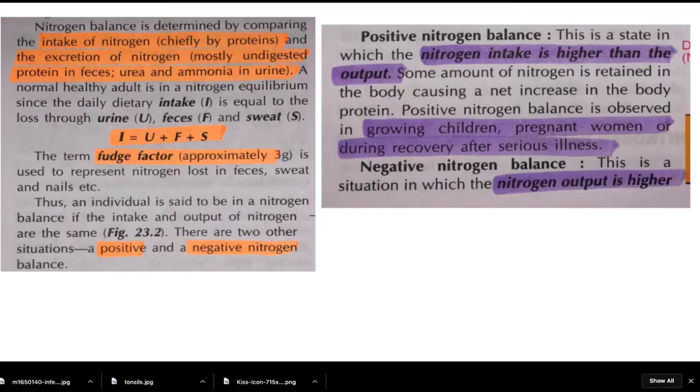I hope you're very clear. So what is nitrogen balance? A balance between intake and exit. Positive means the body is using more, because the intake is more than the exit. Negative means the body is not able to use it and excretes everything; the excretion is more than the intake. So positives are seen in positive signs and negatives are seen in negative signs. Very simple, done.